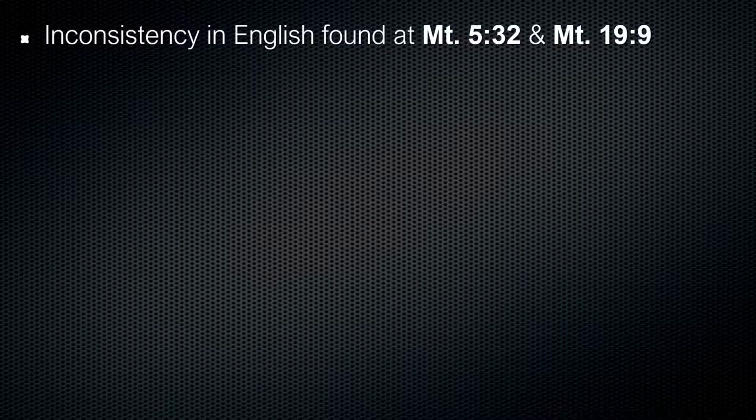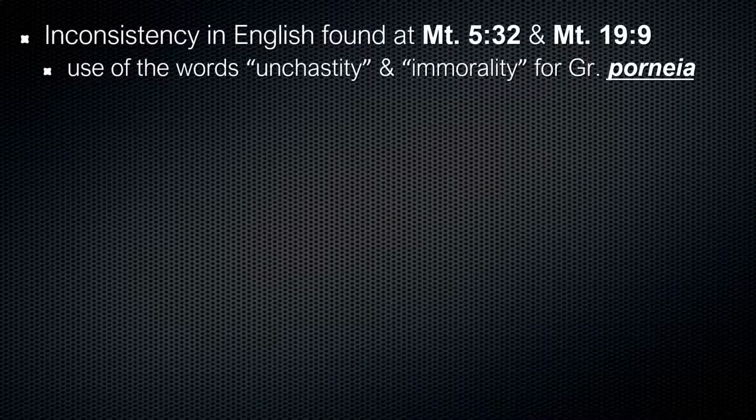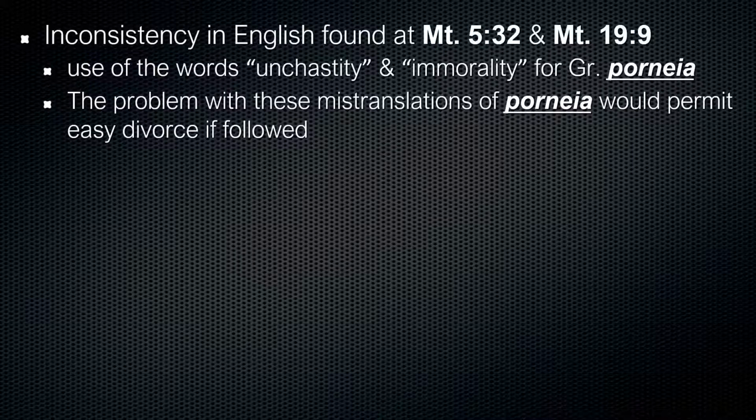There is inconsistency with an English word found in Matthew 5:32. The word that is typically translated in most of your versions as either sexual immorality or fornication, in the King James as well as the American Standard, is the word unchastity here in Matthew 5:32. In Matthew 19:9, immorality is used, for the Greek word porneia. And that particular word, the problem with that is that would actually permit an easy divorce, or really for any reason. Unchastity or even immorality doesn't even say sexual immorality in that particular passage the way it was translated. And so that certainly is problematic.